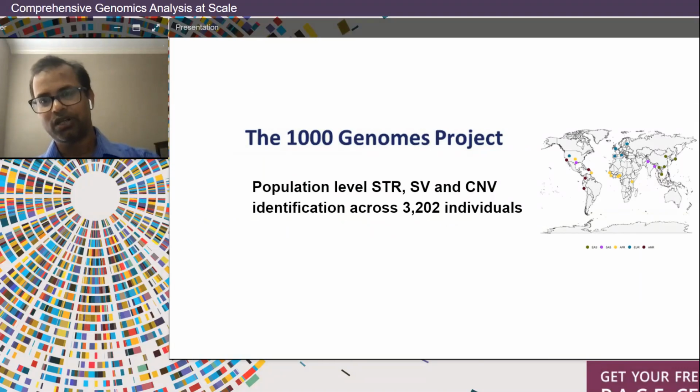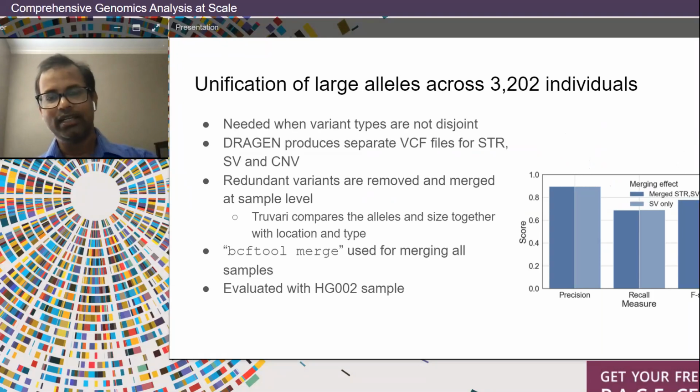Next, we wanted to study all the large variants for these populations. For that, we used the DRAGEN calls for the STRs, the short tandem repeats, as well as structural variants and copy numbers. The first thing we wanted to do was the unification of all these large variants across 3,202 samples. This is needed because the variant types are not disjoint, and DRAGEN produces separate VCF files for the STR, SV, and CNVs. So we used the Truvari tool to reduce the redundant variants and then merge them at the sample level.